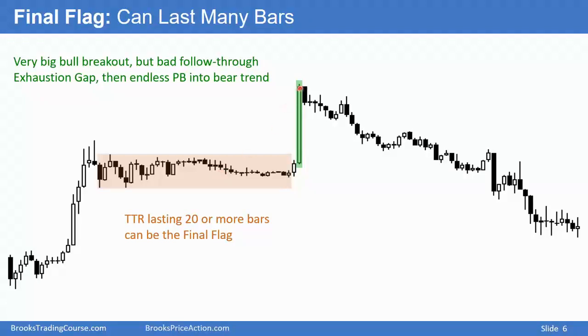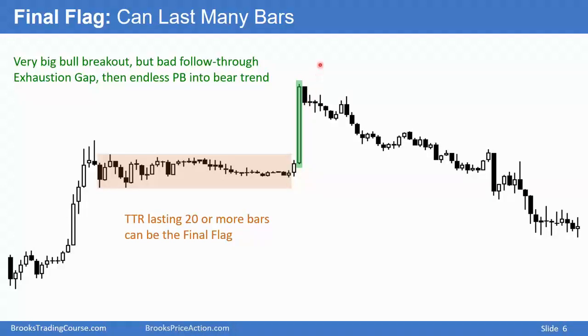Whenever you get the biggest bull bar occurring 20 or more bars into a bull trend, the odds are it'll be an exhaustion gap rather than a measuring gap. The gap between this close and this high, this close and any of these highs, that gap is probably going to close. And then when you get a bad follow-through bar for the bulls like this, the odds are even higher that the gap is going to close.